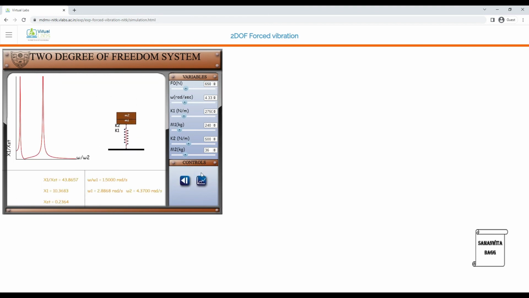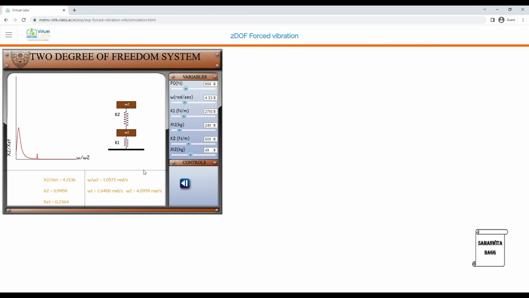Now we will go to the graph and we'll see. This is x1 by xst. Xst is the static deflection. X1 is the dynamic deflection of mass 1. It is plotted over the frequency ratio, and also we can calculate x2 upon xst versus the frequency ratio. So these are for these particular values that I have set. You can change the values and you can get some other results.